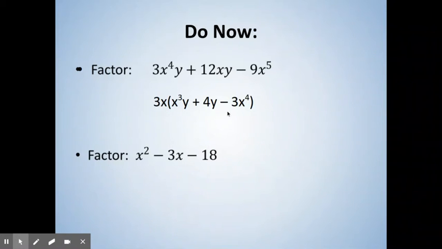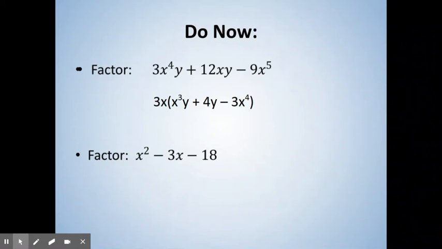And then inside your parentheses, these are the three terms you would need to multiply 3x by to get this original problem here. And remember, you could always check it by multiplying it back out and making sure that it equals this.